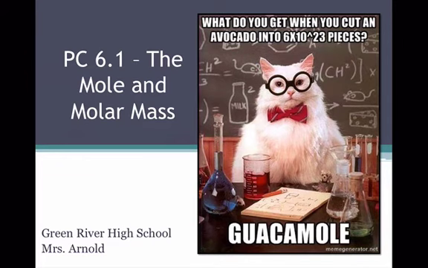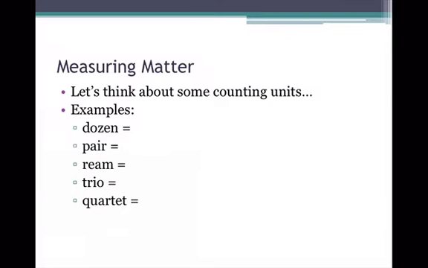Okay, this is podcast 6.1 for chemistry. We're going to talk about the mole and how you can calculate molar mass.